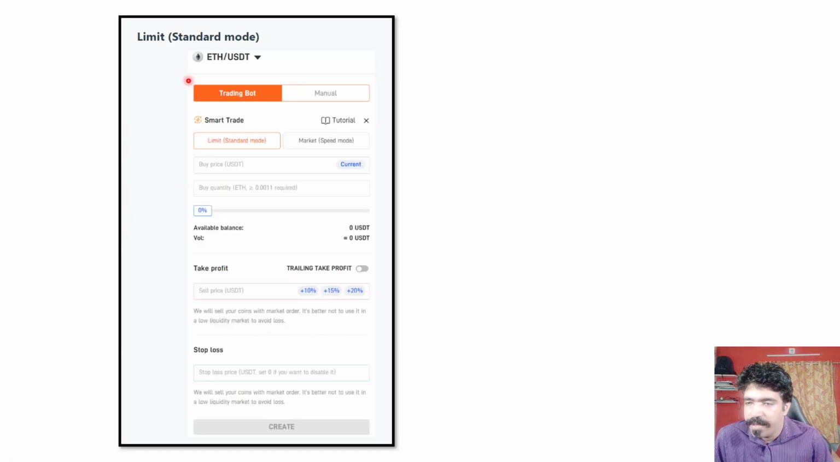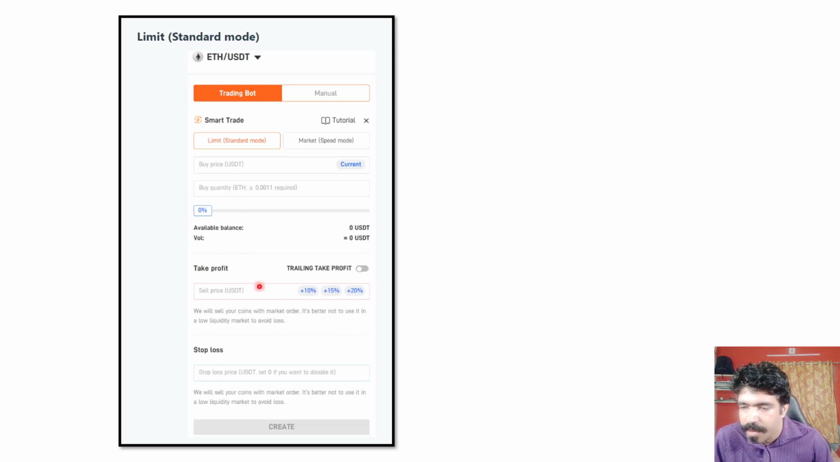So in this case, you can see that this is the smart trade robot interface of Pionex.com. We are using the pair of Ethereum and USDT. This is the trading bot, and this is the manual section. You can use the automated parameters to create this bot. In this case, this is the buying price and this is the buying quantity.